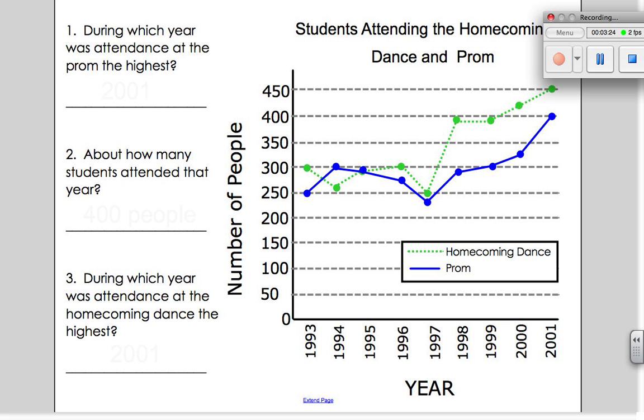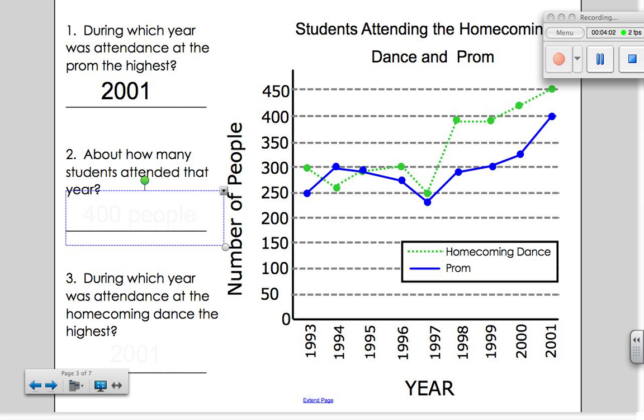Let's look at number 1. During which year was attendance at the prom the highest? You should look along the solid blue line and see which prom year was the highest. The highest plotted point comes during 2001. So 2001 was the year when attendance at the prom was the highest. Number 2, about how many students attended that year? So we go back to that same plotted point above the 2001 on the solid blue line, and we go across and see that 400 people attended prom that year.